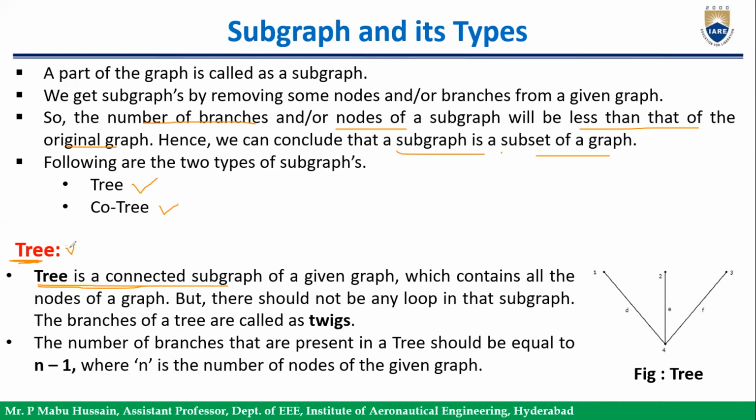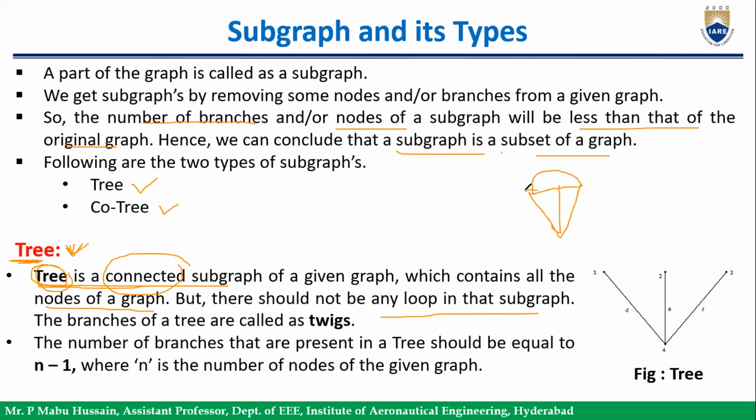Now the tree, which is a subgraph of the main graph, is also a connected graph. A tree is a connected subgraph of the given graph which contains all the nodes of the graph, but there should not be any closed loop. If you take all the nodes in the main graph and draw a subgraph from that graph by considering all the nodes and without any loop, then that subgraph is called the tree. Now, for the same example again, which is this one.